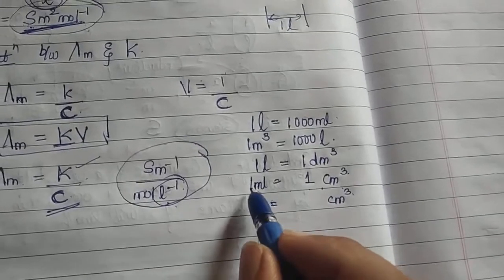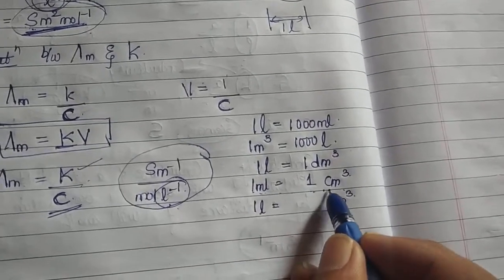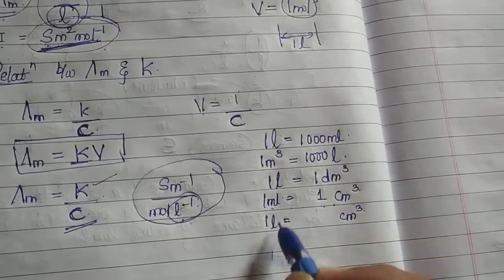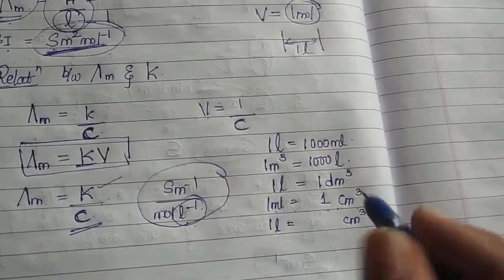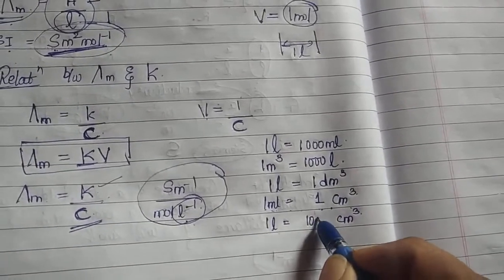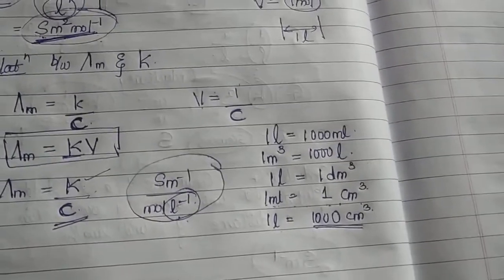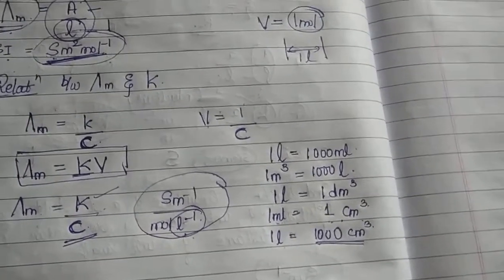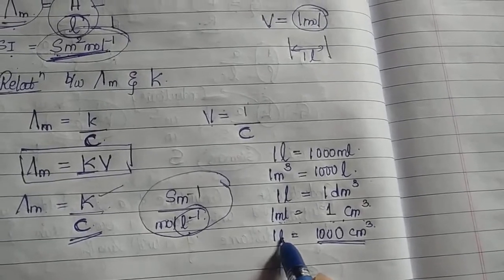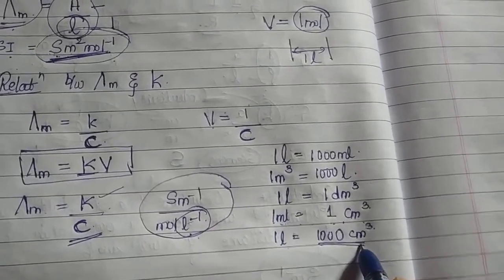Just check out over here. 1 milliliter is equal to 1 centimeter cube. 1 mL in the 1 liter is 1000. So how much will it be? 1 liter is equal to 1000 centimeter cube. Are you getting my point? So by this way we can convert the liter to centimeter cube.